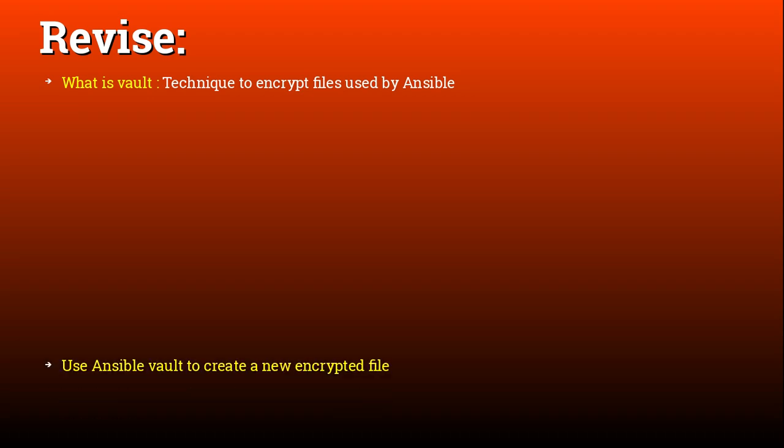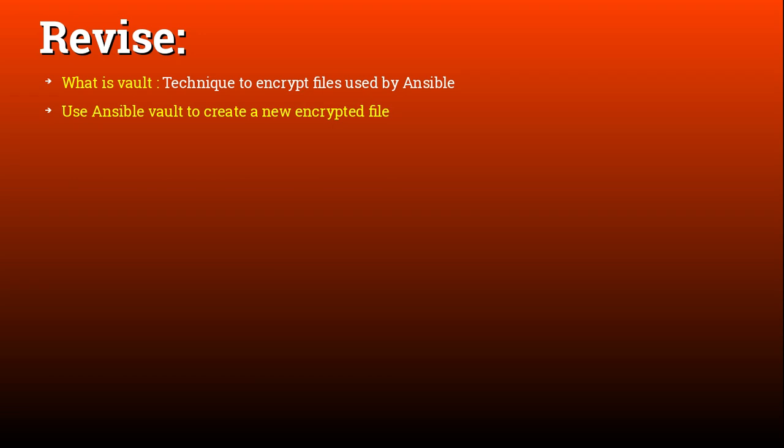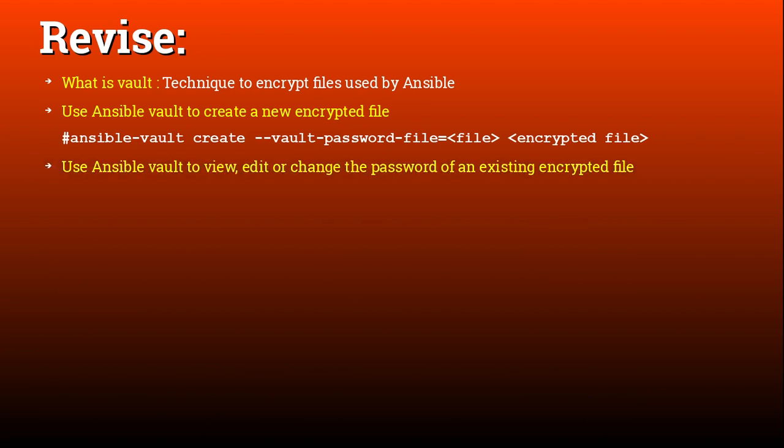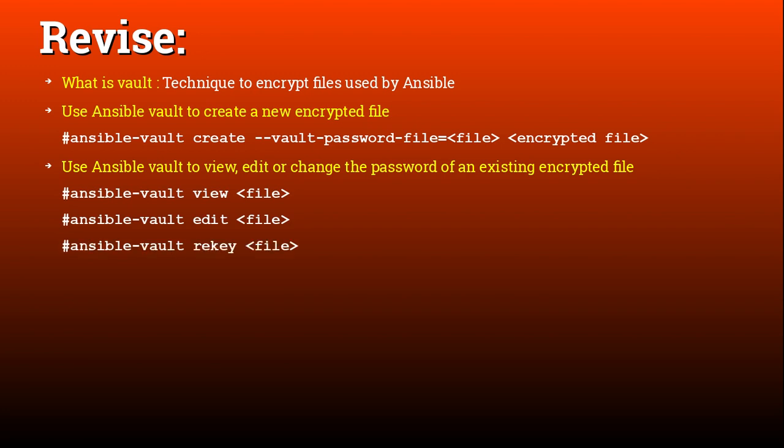So in this session what we learned, let's revise it once again. What is Vault? Vault is nothing but a technique to encrypt your files in Ansible so that they can be securely used. Then use Ansible Vault to create a new encrypted file. So we saw both the options like Ansible Vault create with vault password file, where you specify a password file and then you give the new encrypted file name. If you don't specify vault password file, it will ask you for a vault password. Similarly, for view, edit and change of the password, you use Ansible Vault view, Ansible Vault edit and Ansible Vault rekey to either view, edit or change the password.